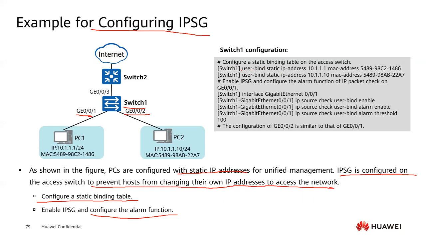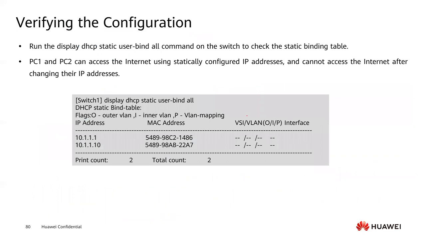So the first one, we need to configure two binding entries for PC1 and PC2, and then we need to configure inside the interface view. We need to enable the check, and we need to enable the check alarm, and we need to set the alarm threshold, right? But you will find that the things we don't configure are the VLAN and interface. What does it mean? It means for the two entries, it will not check the VLAN and interface. The interface and the VLAN are not configured, so for the two entries, the IPSG function will not check if the interface and the VLAN are right.